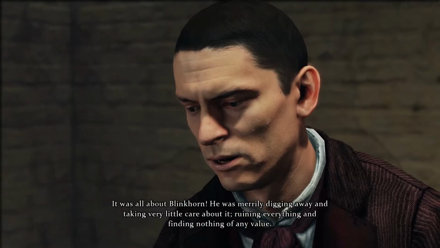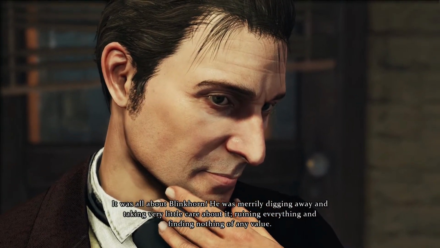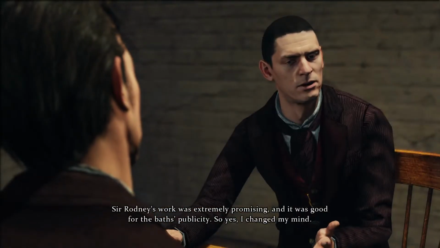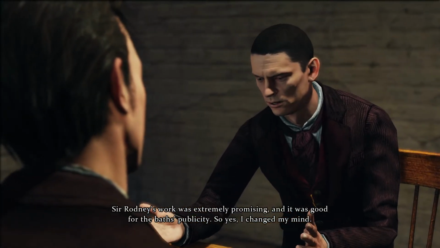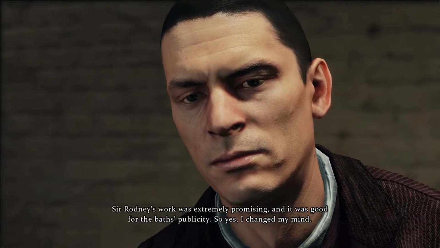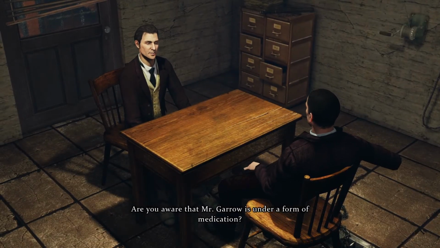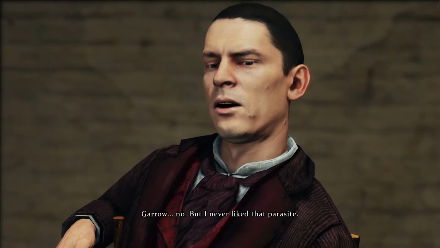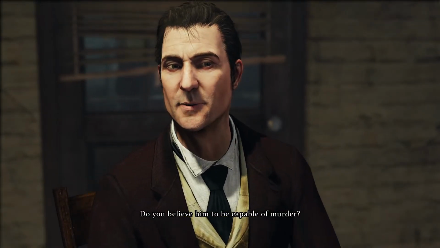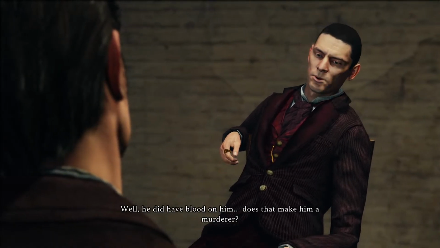He was merrily digging away and taking very little care about it, ruining everything and finding nothing of any value. But the arrival of Sir Rodney changed your mind? Sir Rodney's work was extremely promising, and it was good for the bath's publicity. So yes, I changed my mind. Are you aware that Mr. Garrow is under a form of medication? Garrow? No, but I never liked that parasite. Do you believe him to be capable of murder? Well, he did have blood on him. Does that make him a murderer?